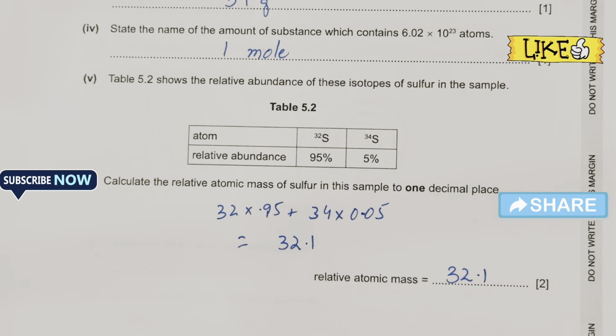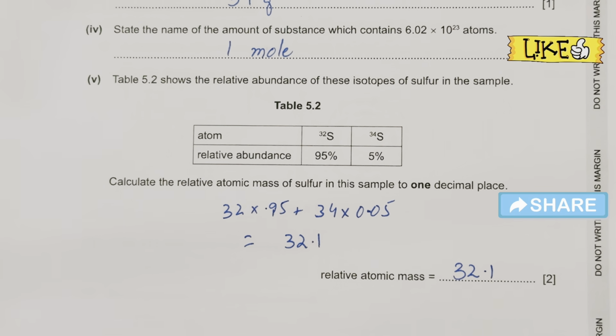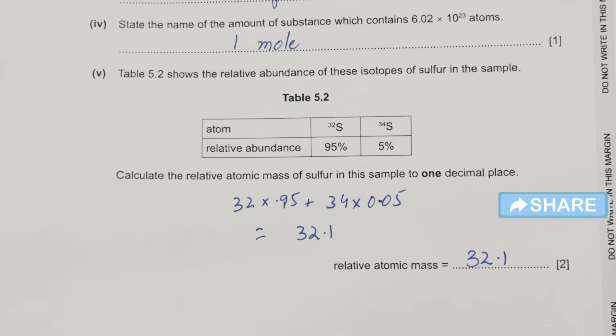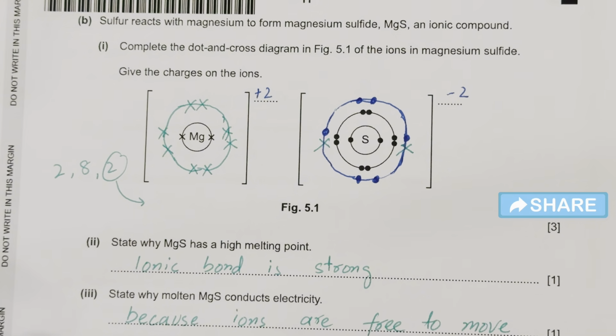I am again repeating this. You get the value of 0.95 by dividing 95 by 100, and you get the value of 0.05 by dividing 5 by 100, and after multiplying them by their molar mass, you get the answer, that is equal to 32.1. So this is the relative atomic mass of sulfur. Moving to its B part.